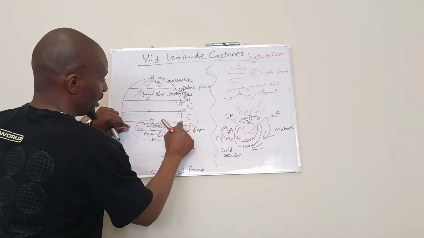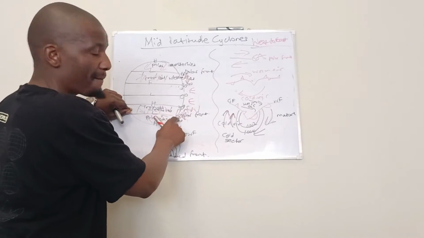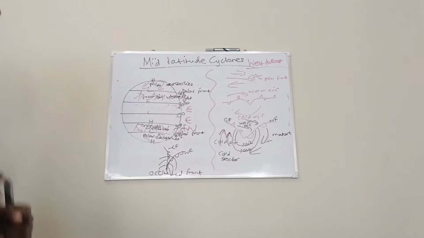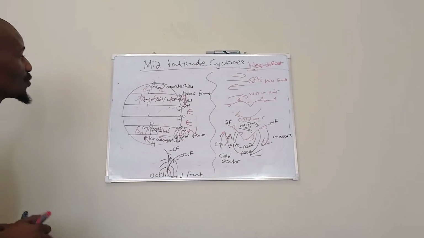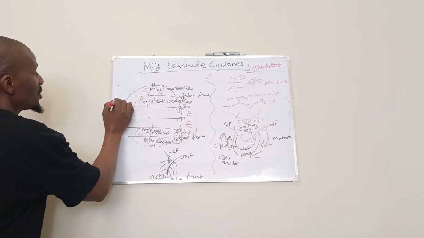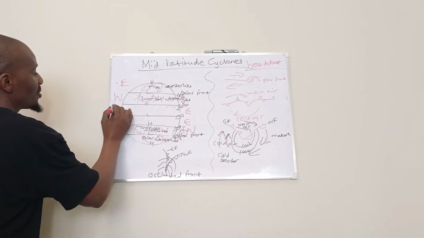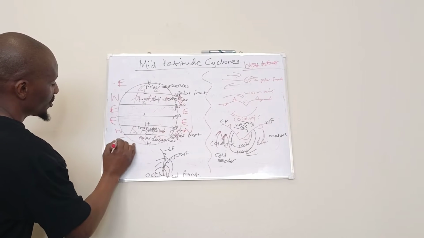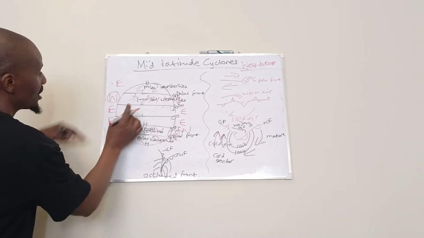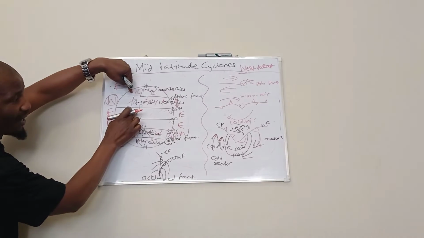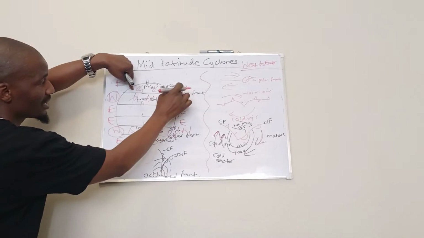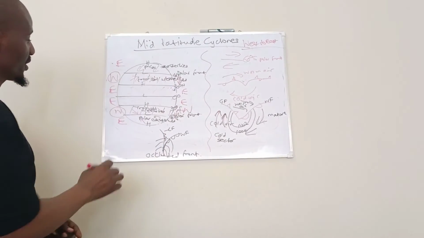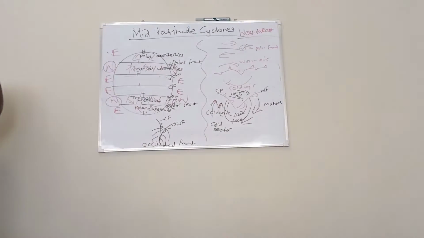Because they are happening within the 30 degrees north and south pressure belt, that's where we have got the westerlies. So they are steered by the westerlies because of where they happen. Here we've got the easterlies, then the westerlies, then the easterlies. You see the region in which we find them: 30 degrees north to 60 degrees north, and 30 degrees south to 60 degrees south. So they are steered by the westerlies.